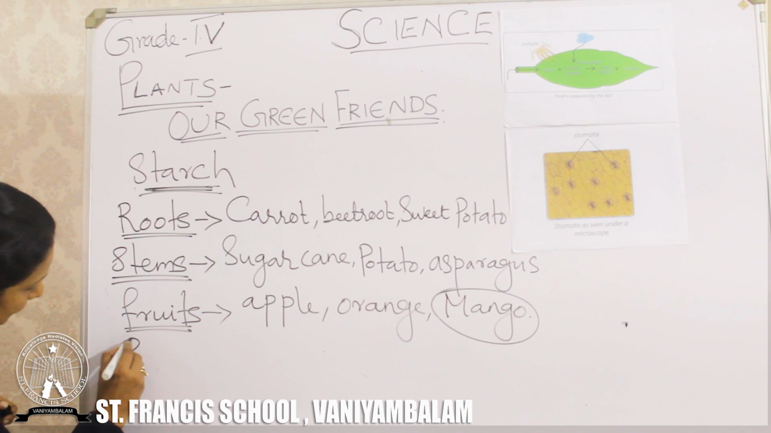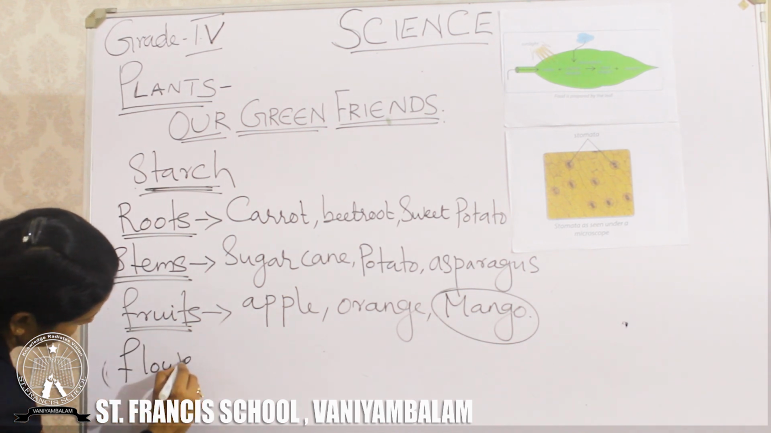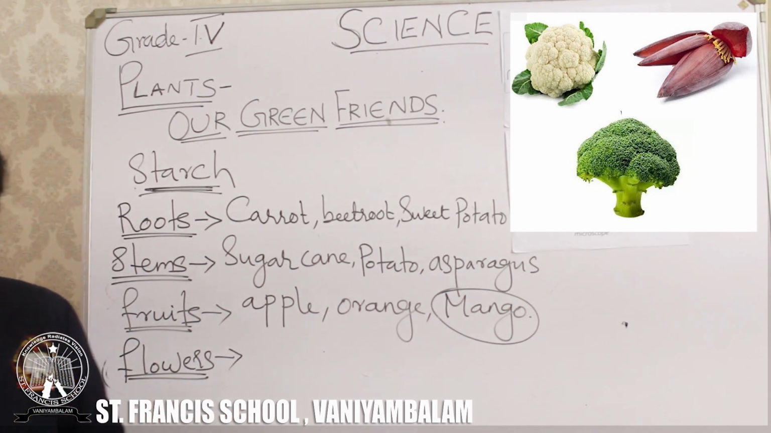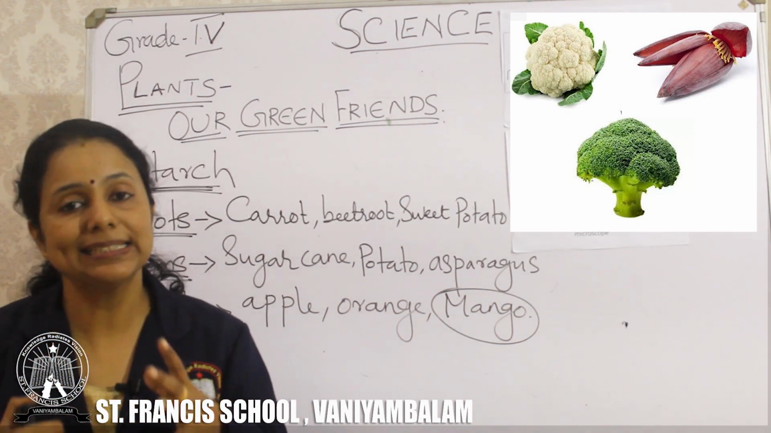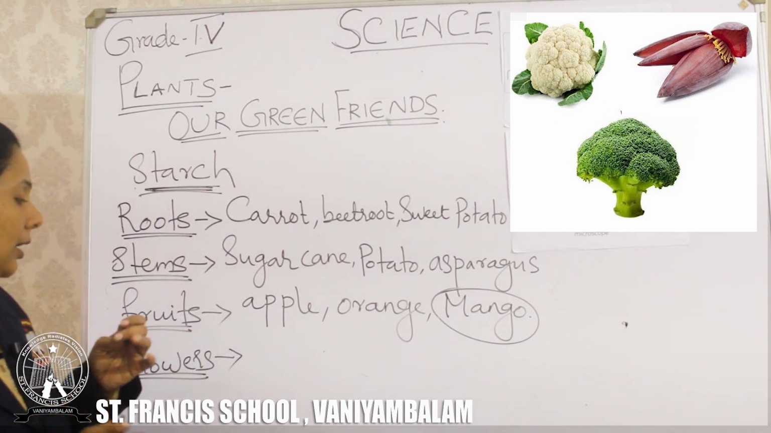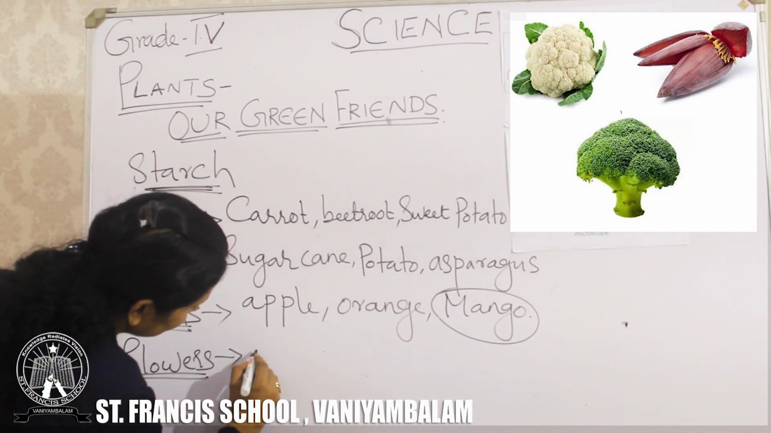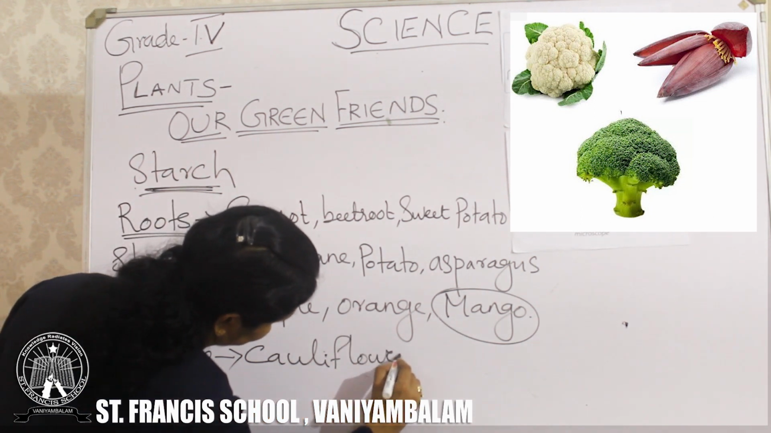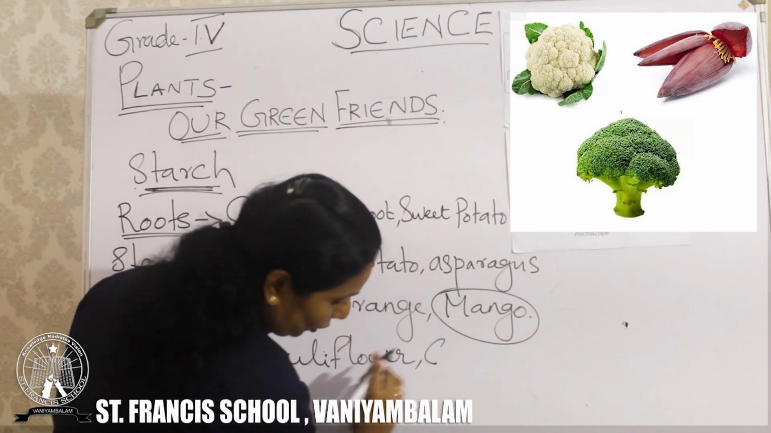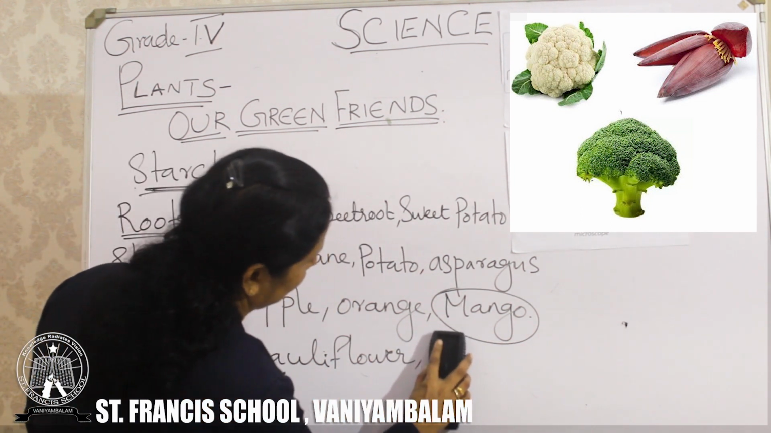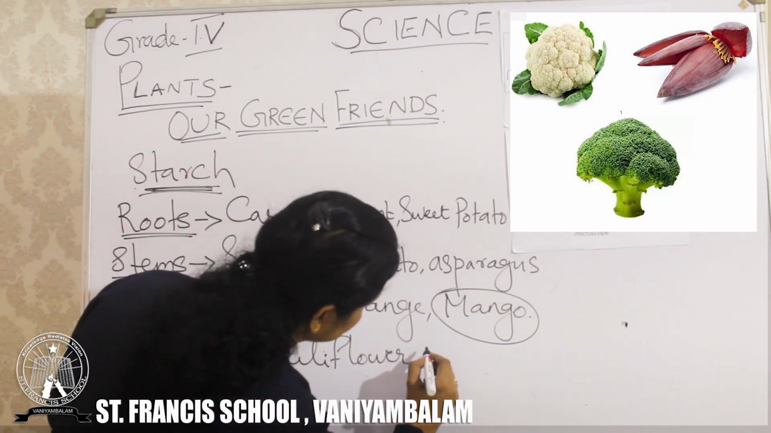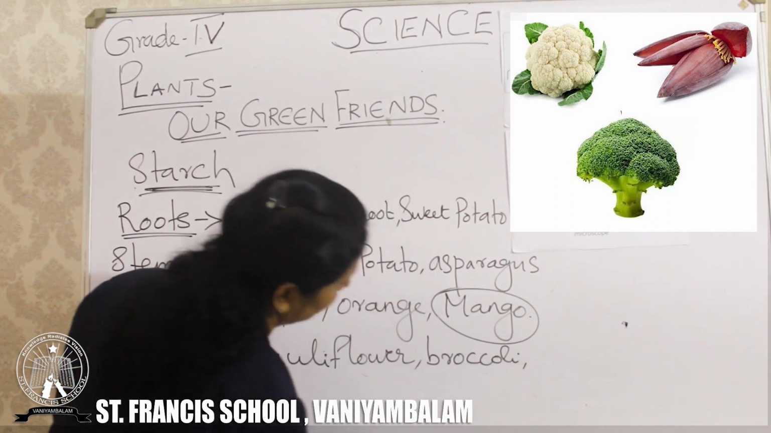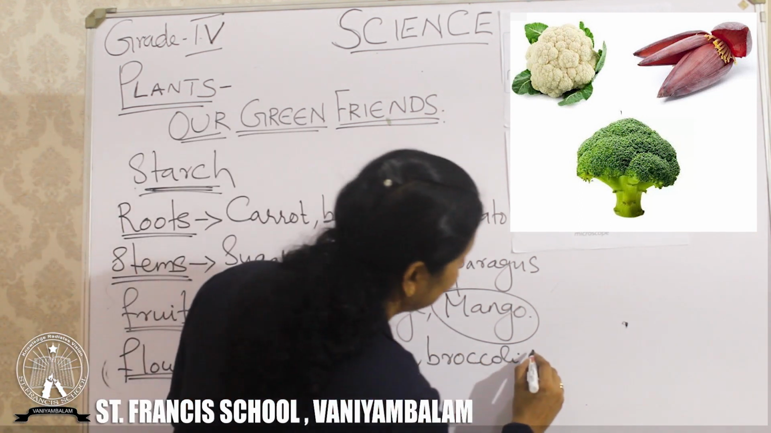Now next is flowers. In some plants, the excess food is stored inside the flower. Example, cauliflower, broccoli, or banana flower.